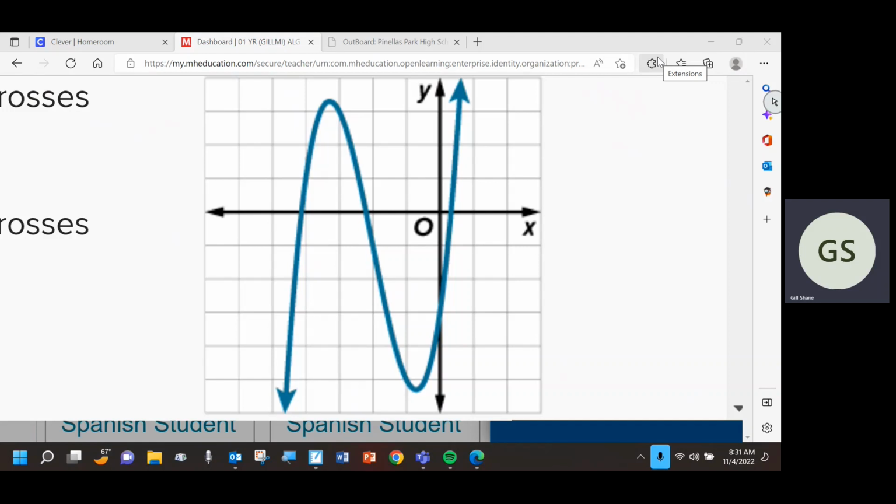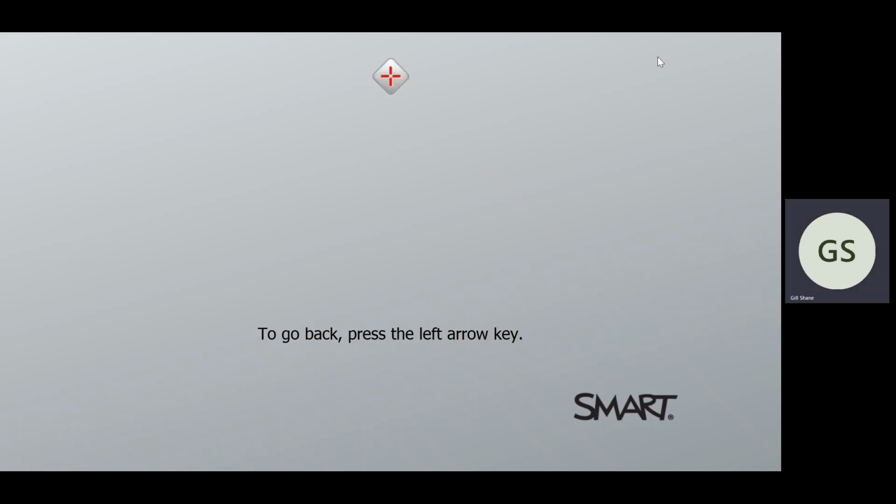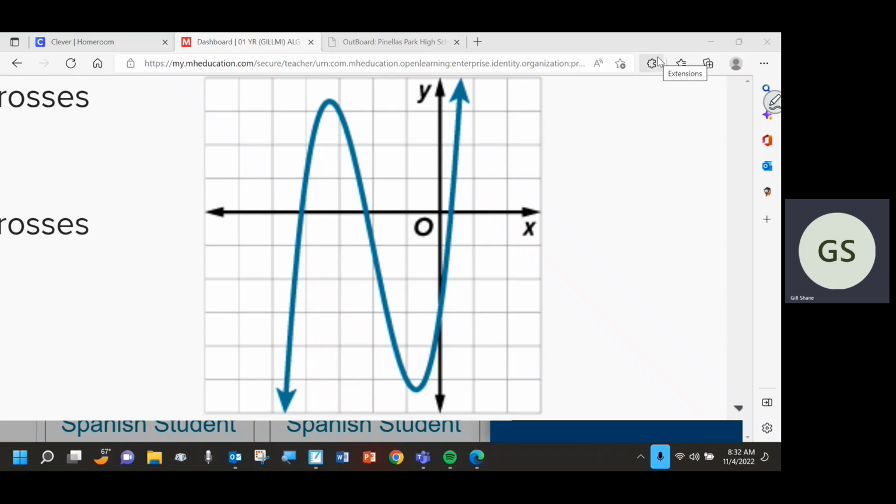Oh, let me try to fix it so I can actually show this. Hopefully this works. If not, I don't really know how I'm going to show it. The reason I think that it messes up is because it's slow and it's not registering. Now let's try this.